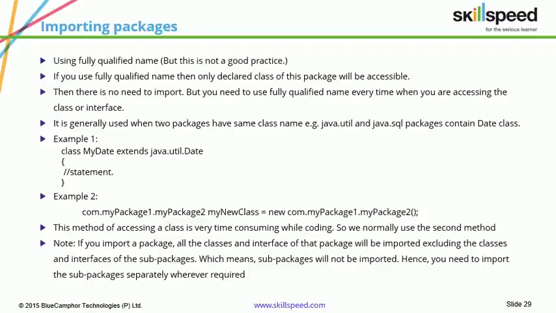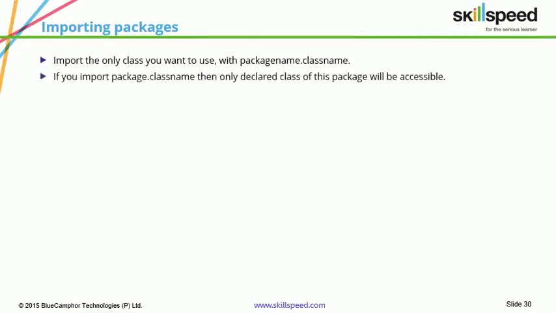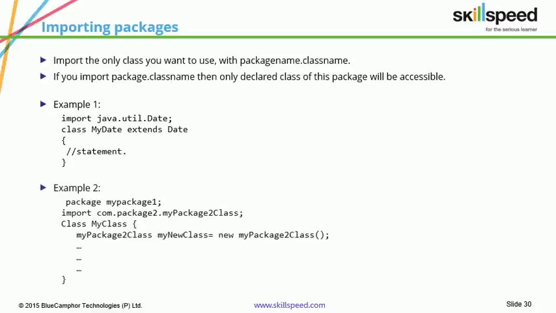Hence, we need to import the sub packages separately whenever that is required. Now let us look at the second technique, importing only the class that you want to use, with the package name dot the class name. If you import package dot class name, then only the declared class of the package will be accessible. Example is import java.util.Date and writing class myDate extends Date, and we will write the statements inside the class.